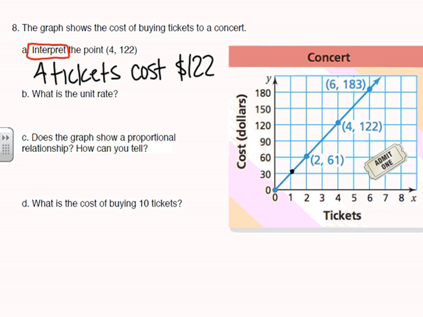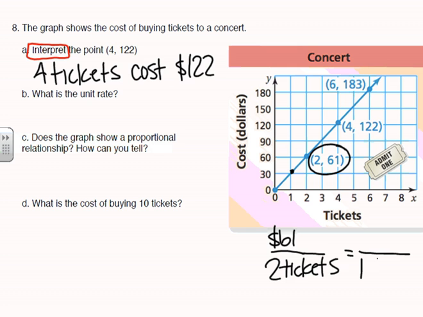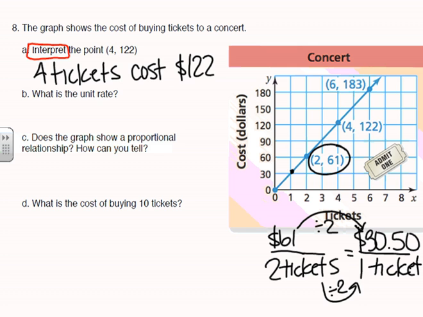Okay, the unit rate, I want to know what this point is right here. Now it looks like it's 30, but if we do the math, it's going to be slightly off. I'm going to use this point. If 2 tickets cost $61, we can set up a proportion to find out the cost for 1 ticket. So to do that, we're just going to divide by 2 and divide by 2. So 61 divided by 2 is $30.50. Okay, so the unit rate, $30.50 per 1 ticket. Again, I have units to show that it's a rate.